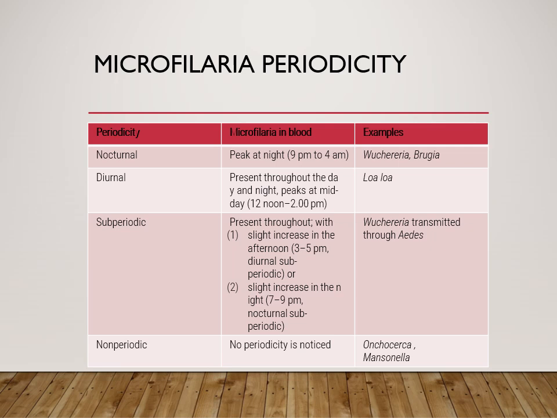And non-periodic, that is, no periodicity is noticed, in the case of Onchocerca and Mansonella. So there you don't have to wait; you will be able to see this microfilaria in the night or day. So there is no such periodicity in the case of these two pathogens.